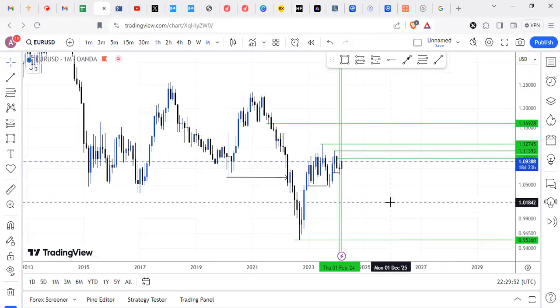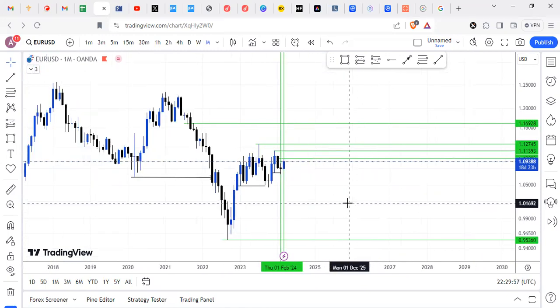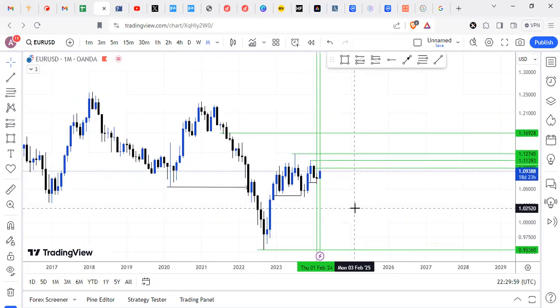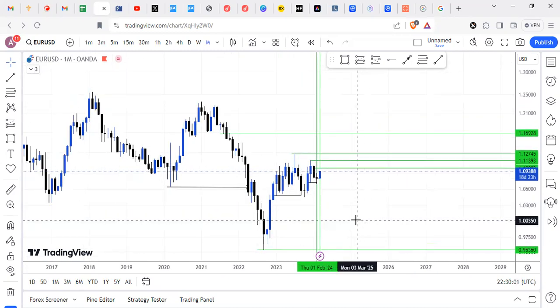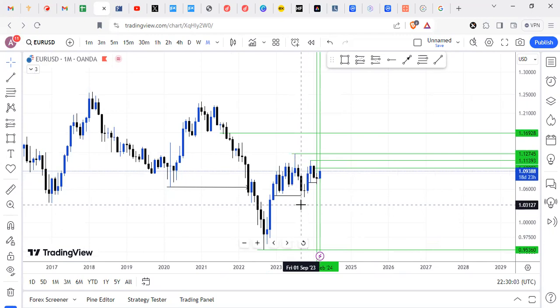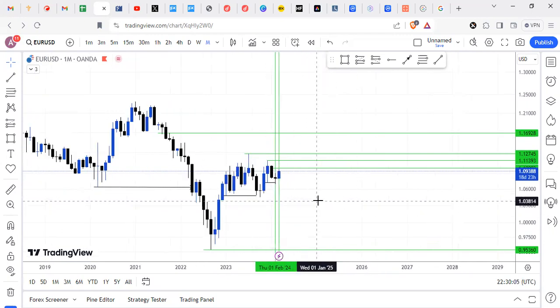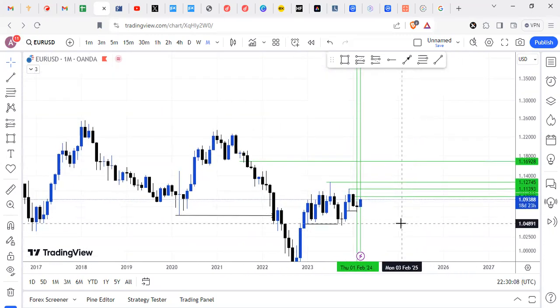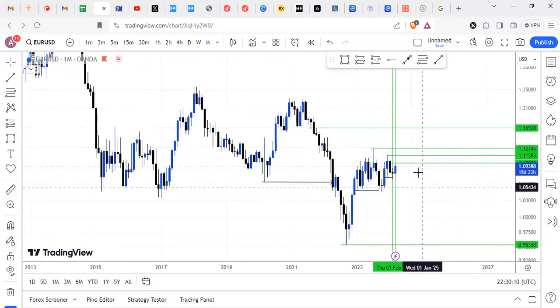So we're gonna do a top-down analysis on Euro USD and GBP USD, and also I'll give you guys my outlook, my forecast for the week. So this is Euro dollar on the 1 month time frame, on the monthly time frame. So let me just clear up the chart and then we start the analysis.